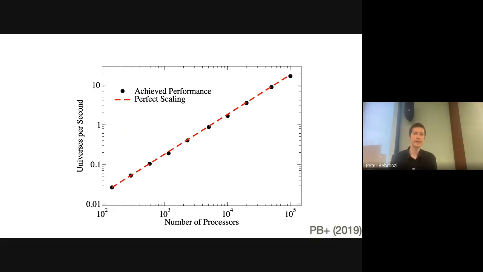Okay, so I want to show one plot from the paper where we did this, which is both a triumph and a failure. On the vertical axis, I have universes generated and observed per second. On the horizontal axis is the number of processors that we used at the Edison supercomputer at LBNL. The dots are our achieved performance in terms of universes generated per second versus number of processors. The triumph is that we achieved strong scaling to over 100,000 processors.